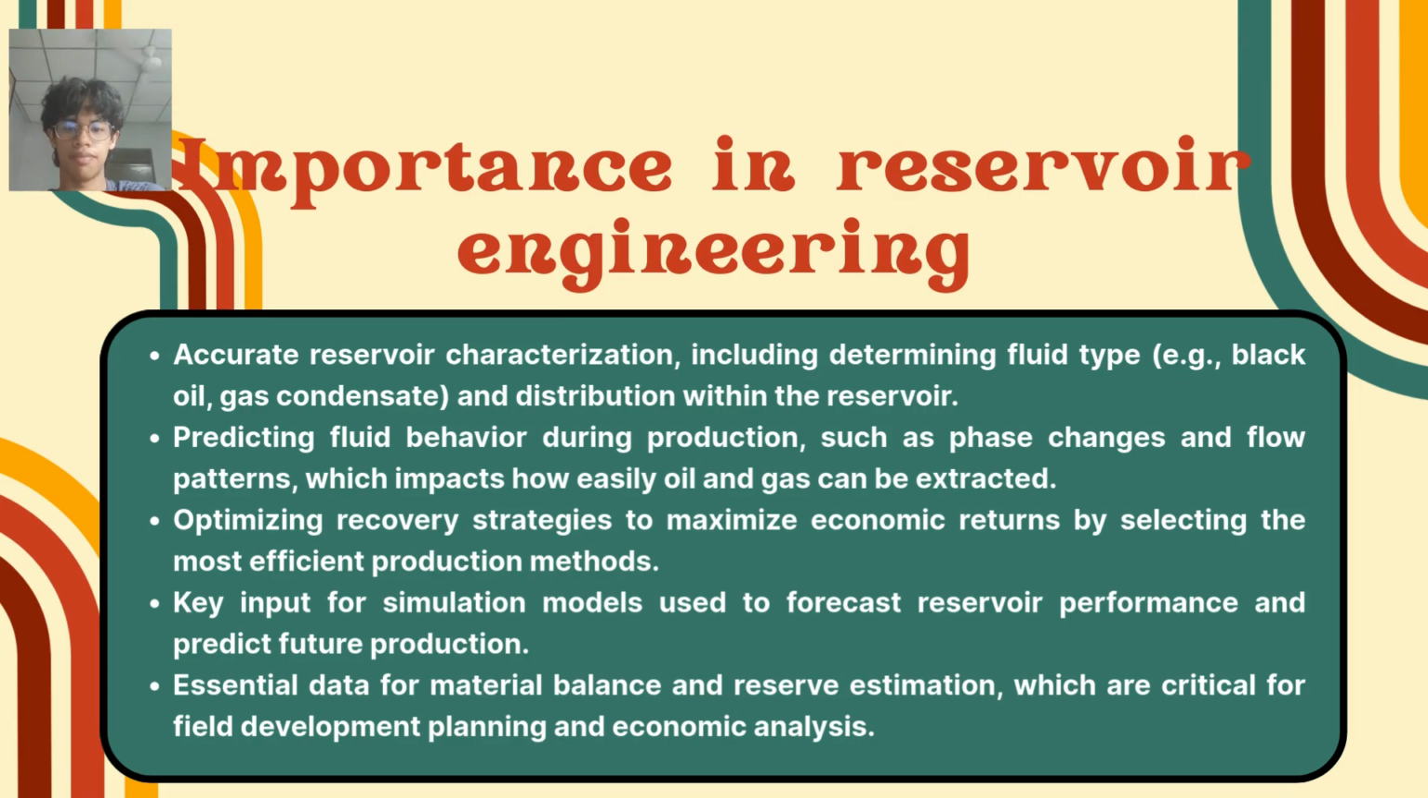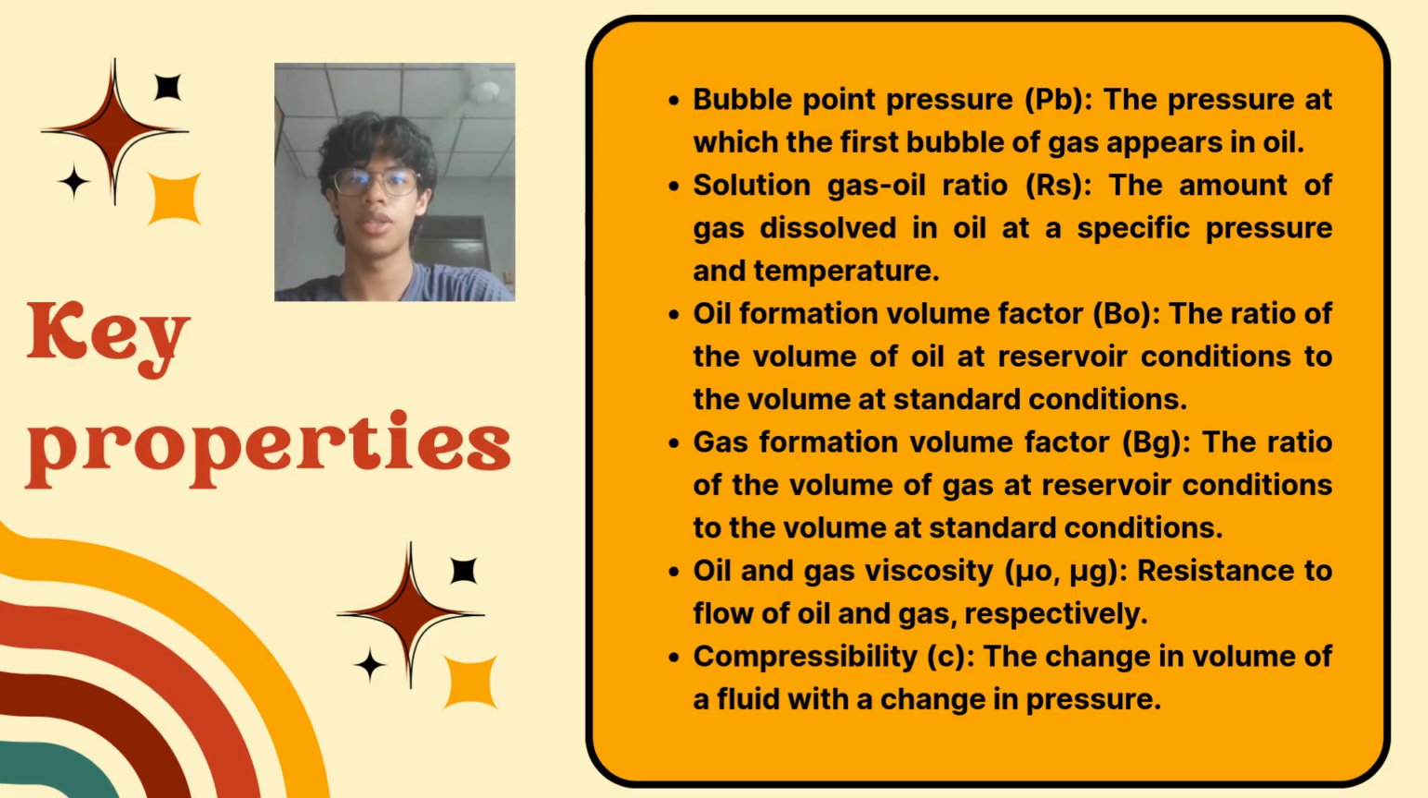So key properties for PVT analysis include bubble point pressure, otherwise known as Pb, the pressure at which the first bubble of gas appears in oil. The second is solution gas-oil ratio, otherwise known as Rs, the amount of gas dissolved in oil at a specific pressure and temperature.